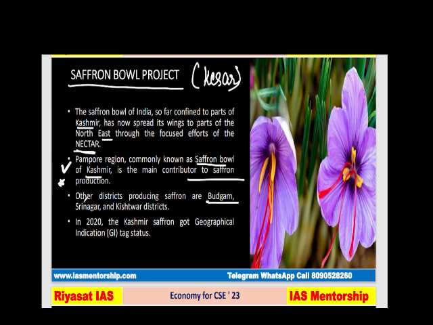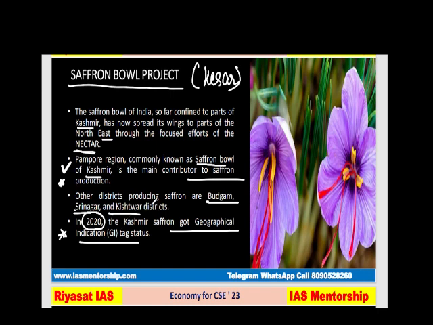और कौन-कौन से जगह हैं? बुडगम, श्रीनगर, किश्तवाड़ डिस्ट्रिक्ट जो है saffron. Another very important fact: in the year 2020, Kashmir saffron got the GI tag. What is a geographical indication tag?